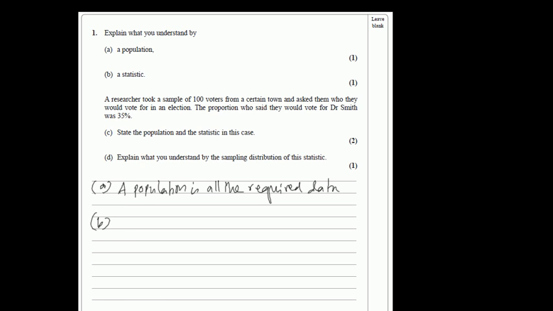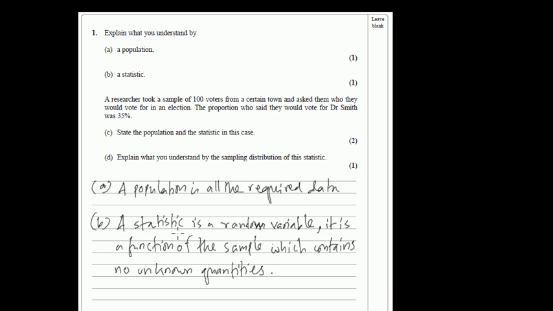Question number B, statistic. A statistic is a random variable. It is a function of the sample which contains no unknown quantities. A statistic is the calculation made from a sample, and it is the mean, standard deviation, median. All these things are called statistics. It can be used as a random variable, and for calculating the statistic we don't need any unknown quantity.